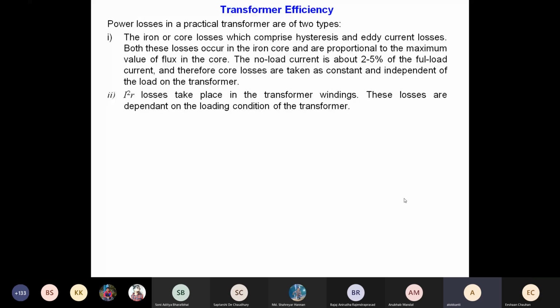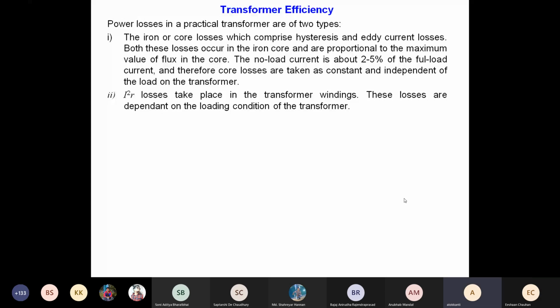So these two losses contribute to the no load current, which is actually 2 to 5% of the full load current. When we energize the transformer and the output is open circuited, it only takes the no load current. If you keep the output open circuited, it is only the no load current that is required to energize the transformer. The magnetic flux flows into the core, and some flux links with the secondary and generates an EMF in the secondary. But since no load is connected, only the no load current flows into the primary.